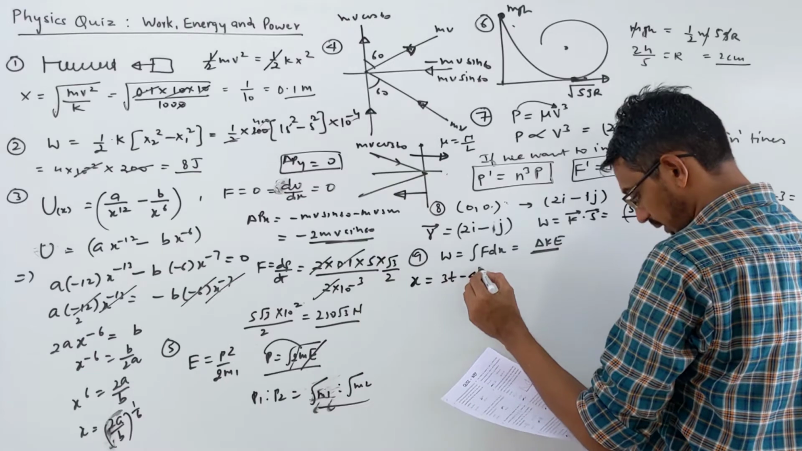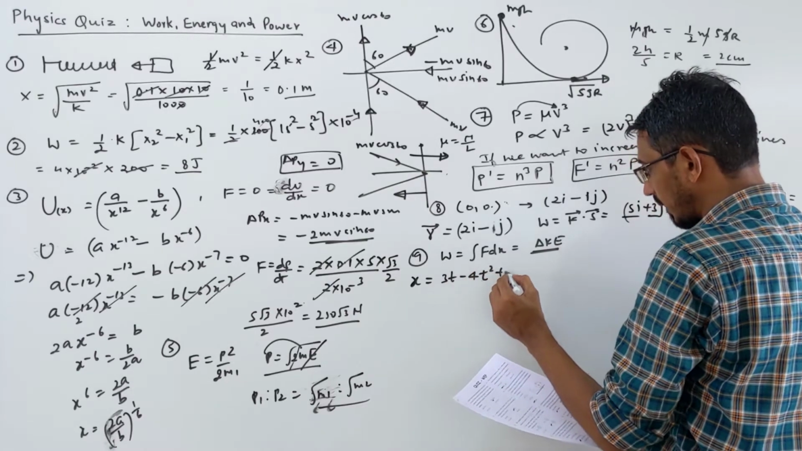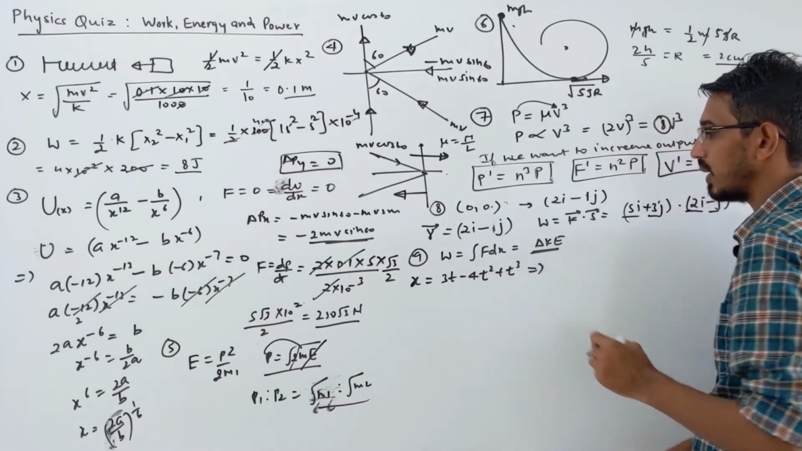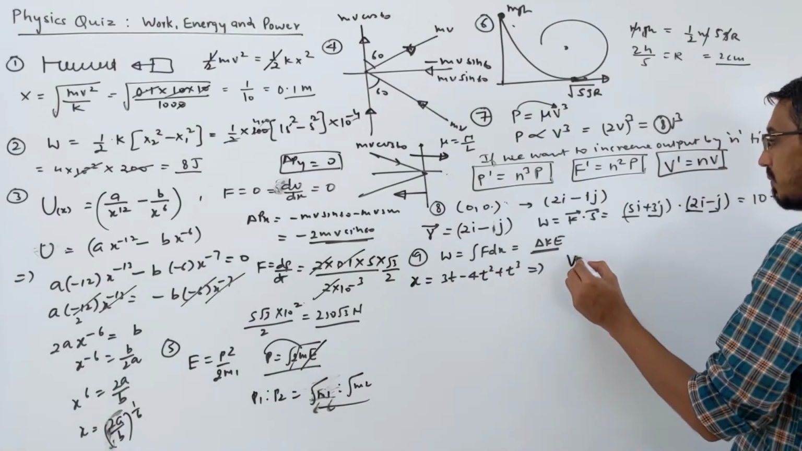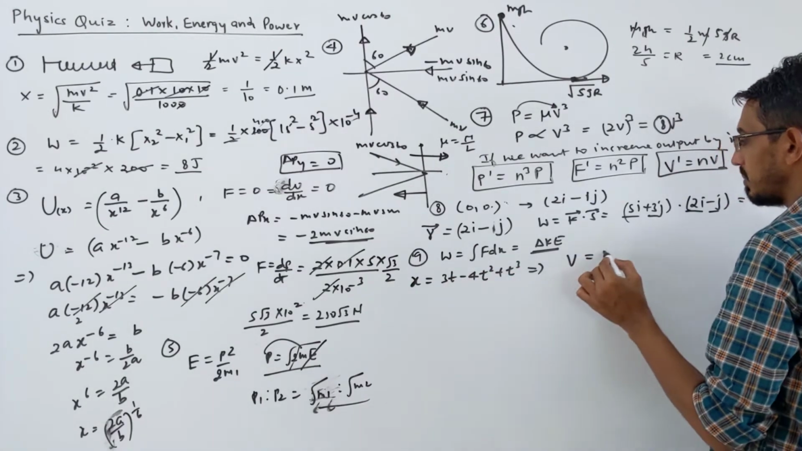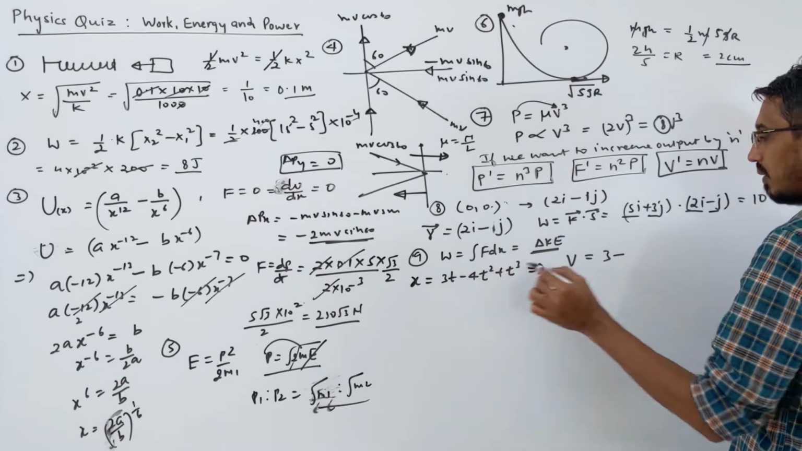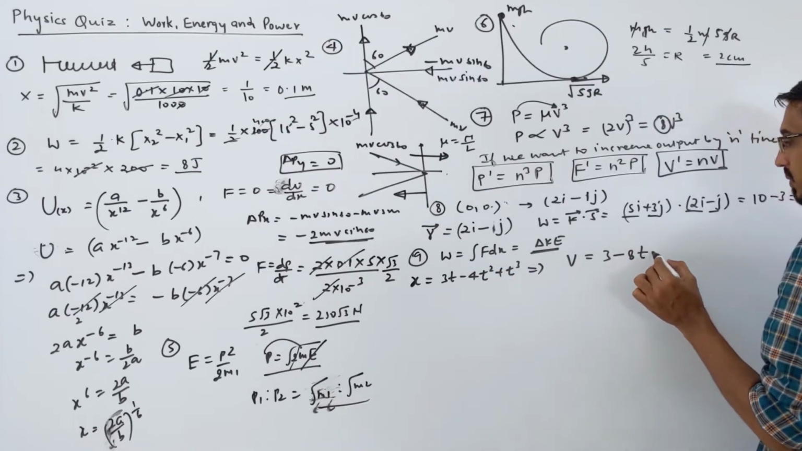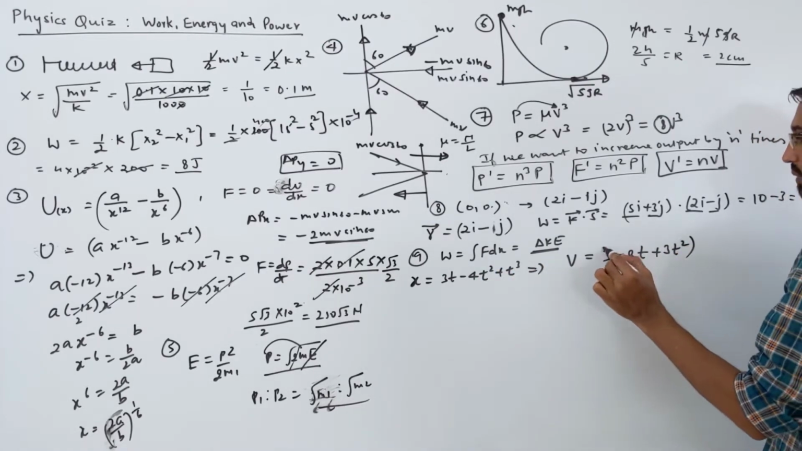3t minus 4t square plus t cube. This is your displacement. What does it convert into? Velocity. So let's differentiate. When we differentiate, 3t becomes 3, minus 4t square becomes 8t, and t cube becomes 3t square. That's your velocity.